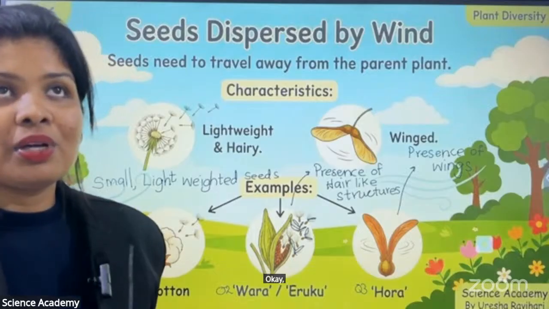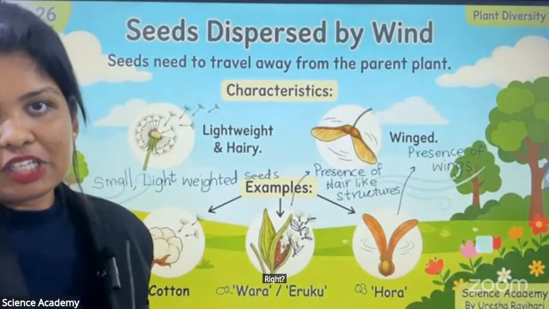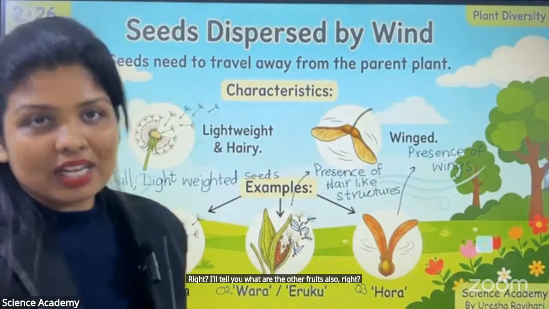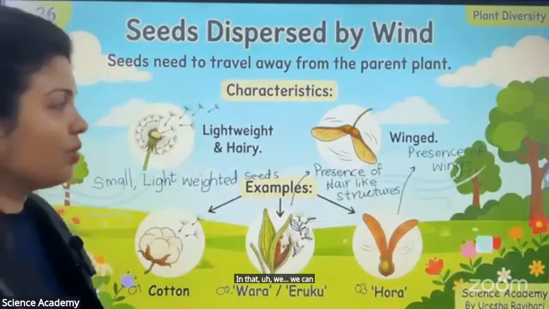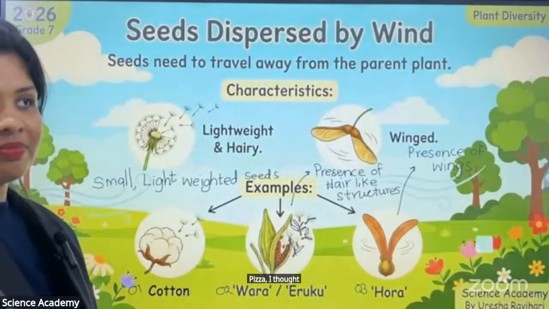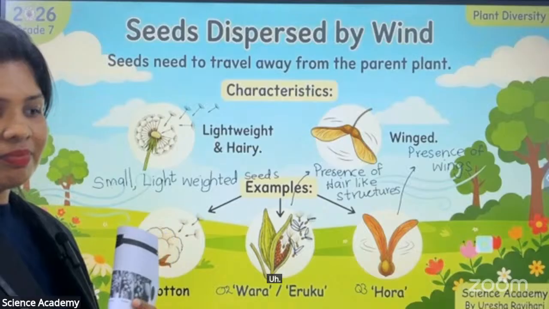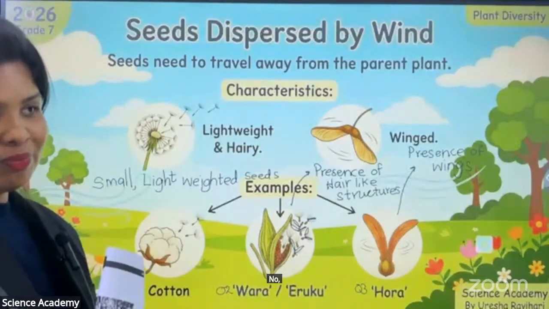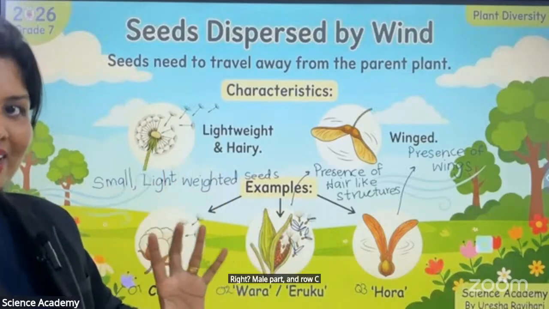Okay, so you know, right? I'll tell you what are the other fruits also, right? Tuba karavila, in that we can see the same incident. Okay, right. Teacher, I thought that like it only has like the male part. No, no, no, no. Right? Male part, androecium having one type of vine.